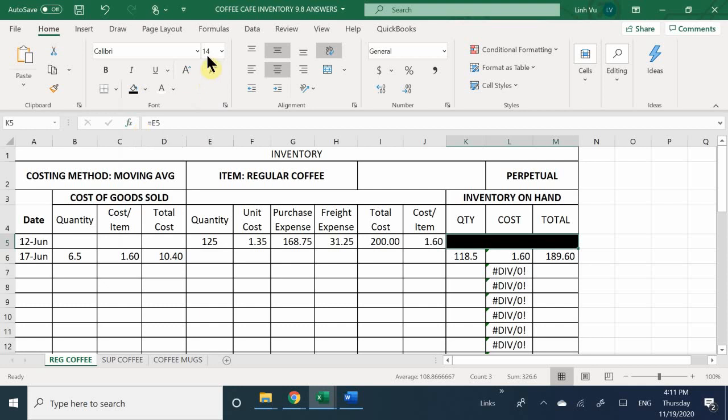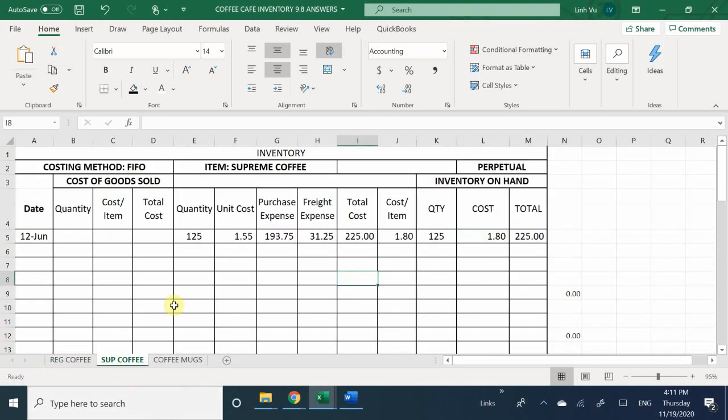Good. Okay, so I sold 6.5 for $10.40, and I should have remaining now $189.60 in my inventory. And we'll talk about what happens when you actually update it in your ledger. So good. What about Supreme Coffee? All right, so we're going to do the same thing.